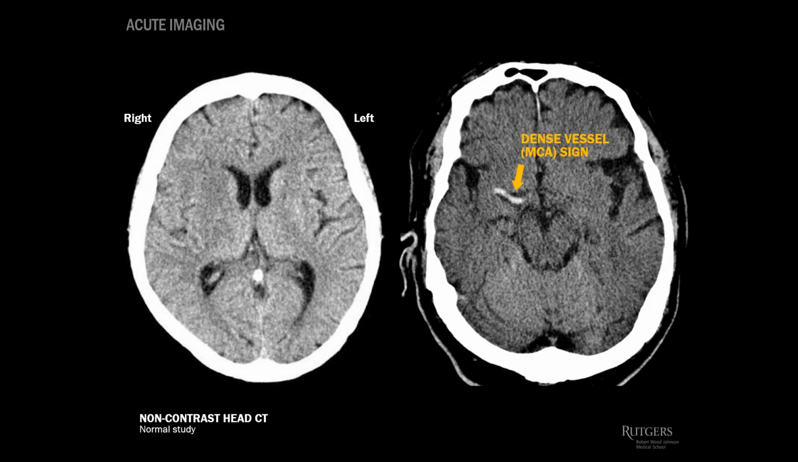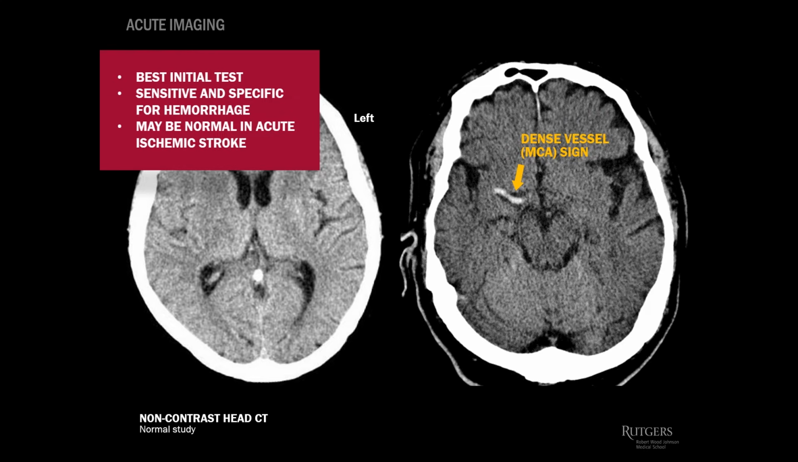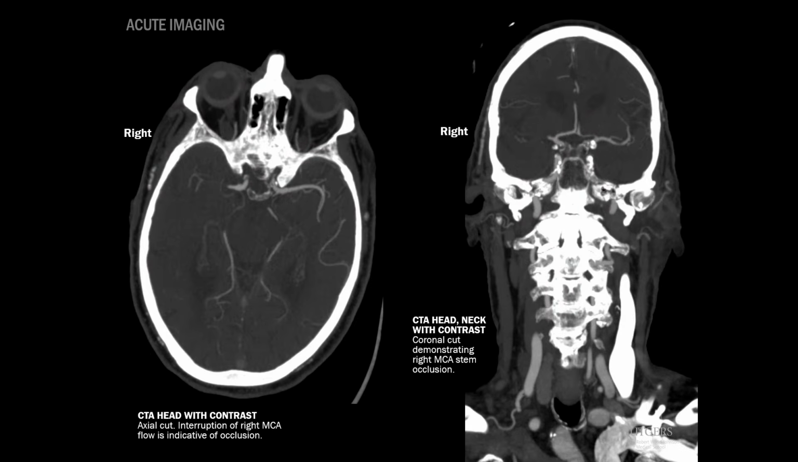You can see these dense vessel signs in other vessels, not just the middle cerebral artery. So the head CT is the best initial test because it's very good at excluding hemorrhage, but should be completely normal in early ischemic stroke. With a head CT, we also typically get a CT angiogram.